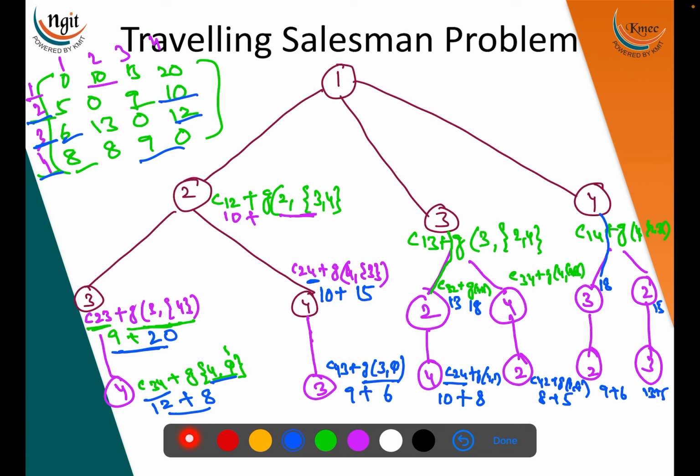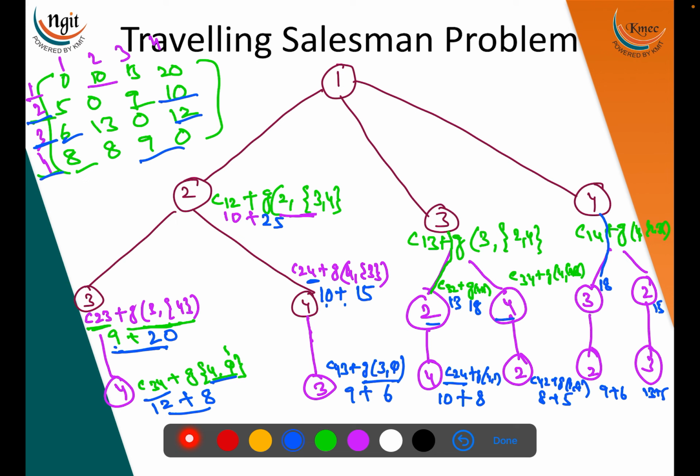Now again send it back. So here 10 plus, which is minimum? 9 plus 20 is 29. 10 plus 15 is 25. Which is minimum? That cost we will take here. 25 is minimum. The same.